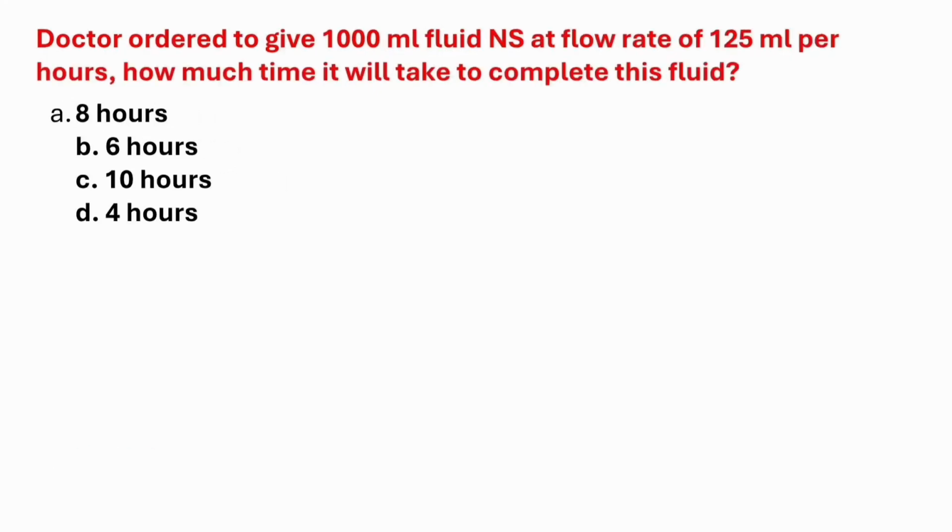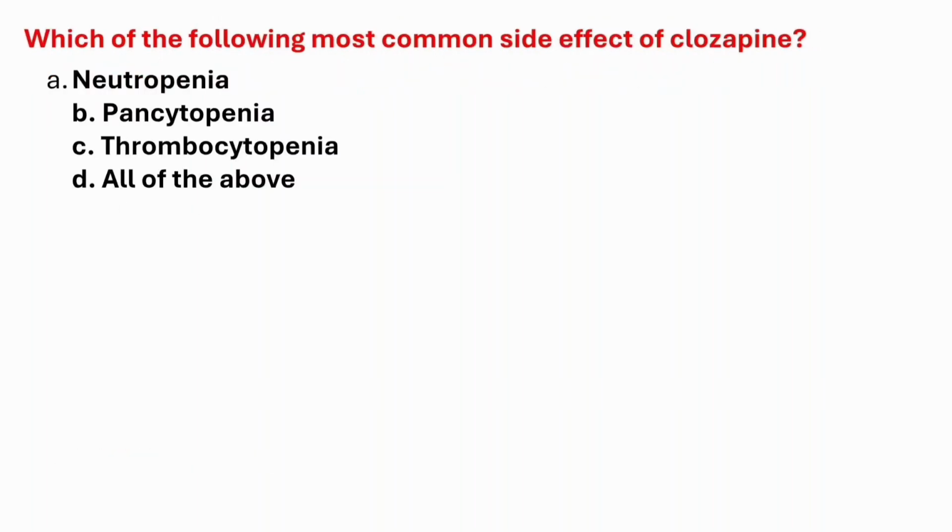Second degree. Doctor ordered 1000 ml of NS at a flow rate of 125 ml per hour. How much time will it take to complete this fluid? A. 8 hours. B. 6 hours. C. 10 hours. D. 4 hours. The correct answer is A. 8 hours. Which of the following is the most common side effect of clozapine? A. Neutropenia. B. Pancytopenia. C. Thrombocytopenia. D. All of the above. The correct answer is A.